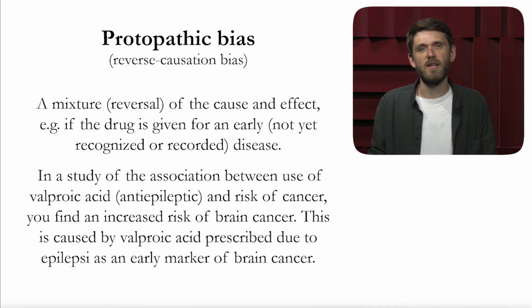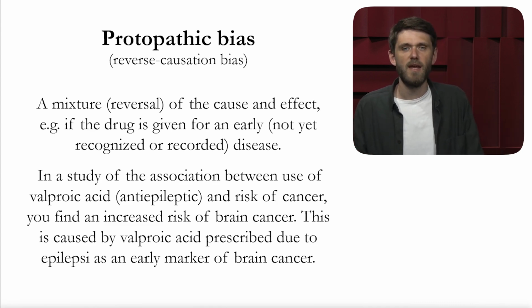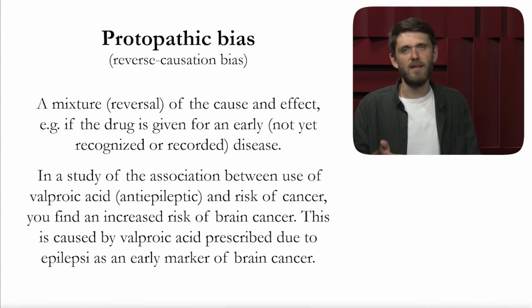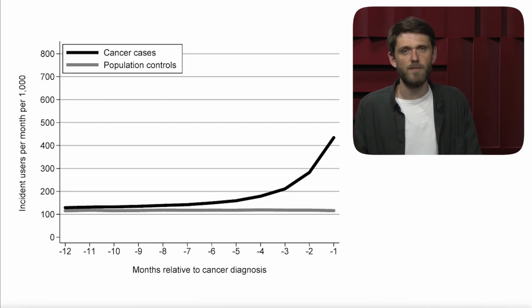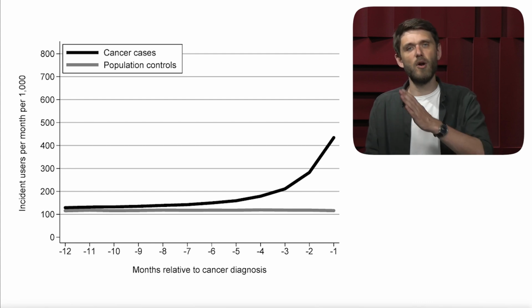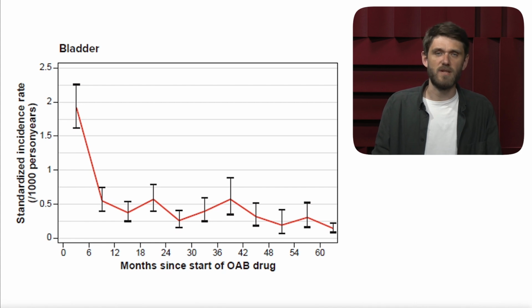For instance, we could take a look at the association between valproic acid, an anti-epileptic, and risk of cancer. There is an increased risk of brain cancer, but this is caused by valproic acid being prescribed due to epilepsy that is caused by the brain cancer not yet diagnosed, but leading to these symptoms. In the previous presentation, I used this example that across very many different cancer outcomes, we see this increased use of drugs leading up to, which infers a risk of protopathic bias. This was the case control approach.